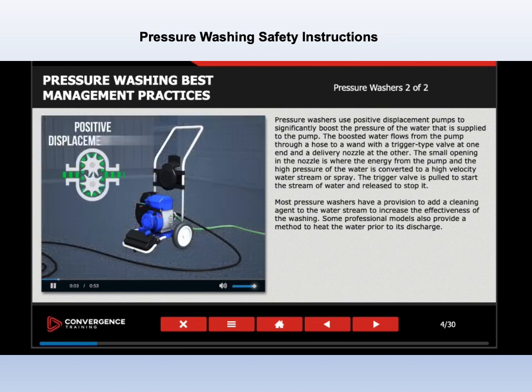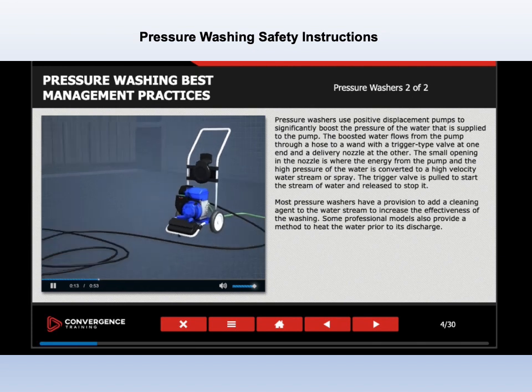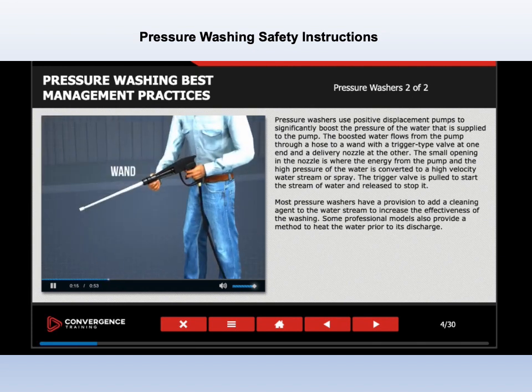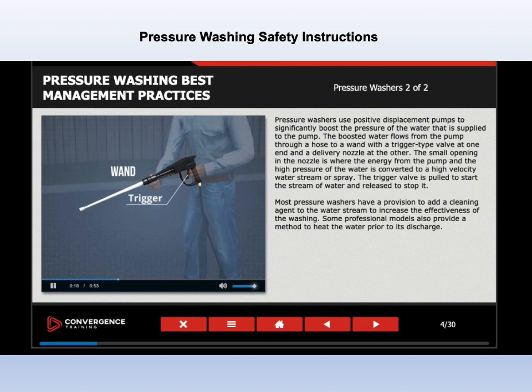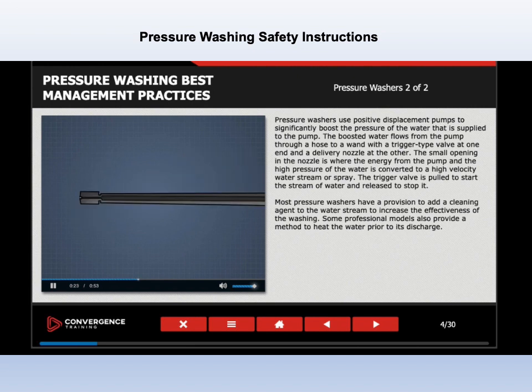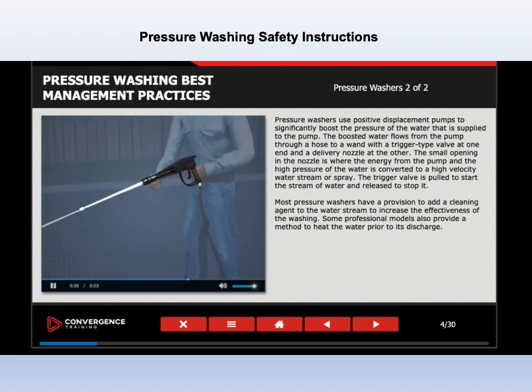Pressure washers use positive displacement pumps to significantly boost the pressure of the water that is supplied to the pump. The boosted water flows from the pump through a hose to a wand with a trigger-type valve at one end and a delivery nozzle at the other. The small opening in the nozzle is where the energy from the pump and the high pressure of the water is converted to a high-velocity water stream or spray. The trigger valve is pulled to start the stream of water and released to stop it.